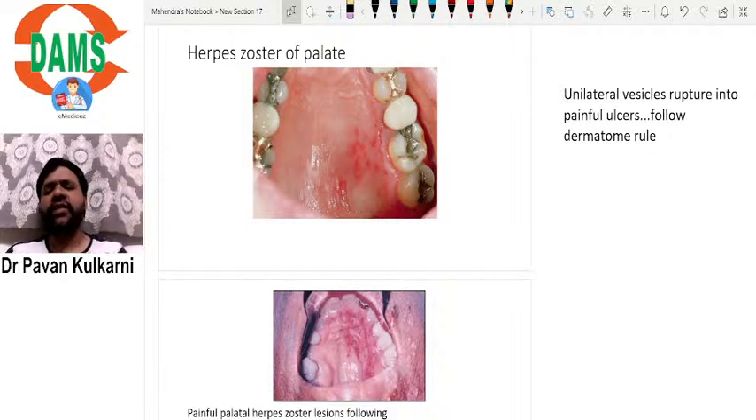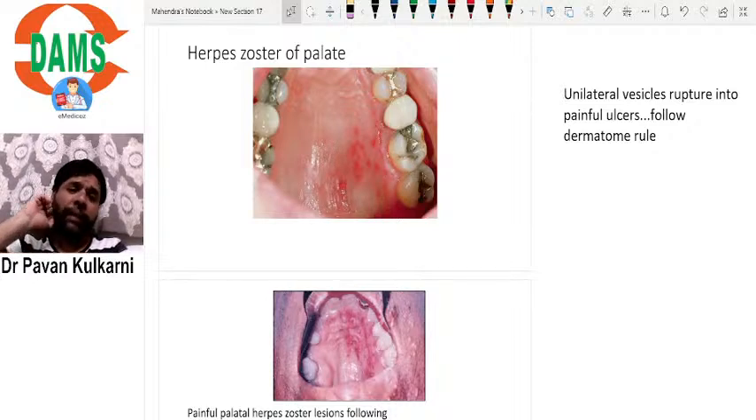And these ulcers or vesicles will follow a dermatome rule. What do you mean by dermatome rule? These vesicles will typically follow the path of one particular nerve. For example, in this image, it is involving the greater palatine nerve dermatome. So wherever the greater palatine nerve supplies, in that region you will see vesicles.